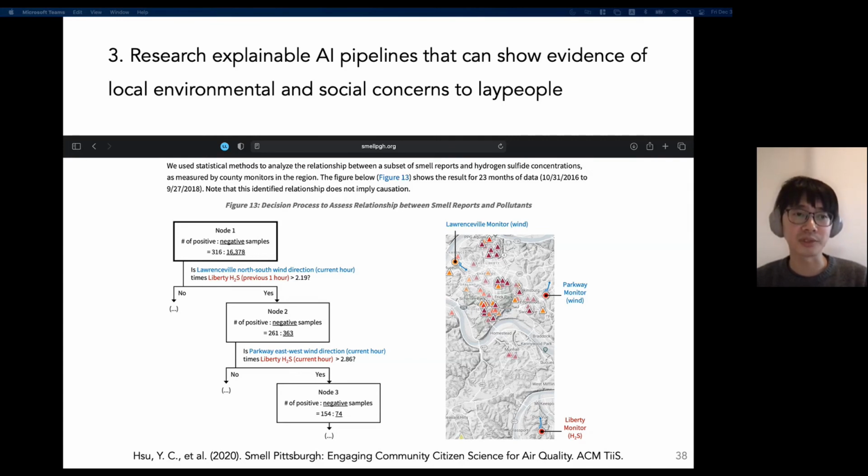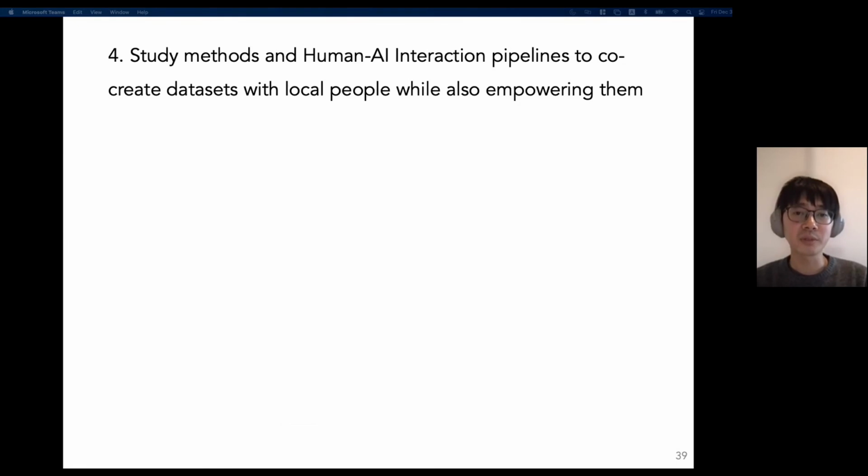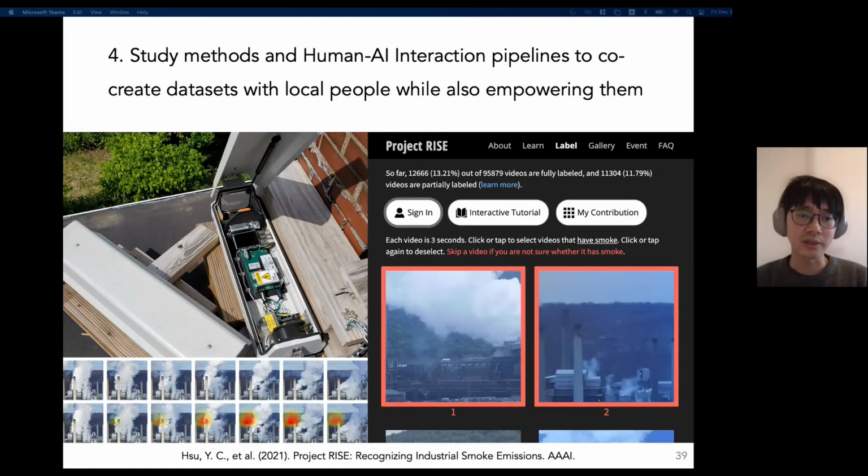It's called methodological contributions. The fourth one, which is typically more AI related, is the study of how we can co-create datasets with local people while also empowering people. So one idea is, in the last project, I worked with local people in labeling all this data together. So this kind of research output can be framed as dataset contributions. These datasets can help other researchers build better AI models to recognize smoke emissions or also other different kinds of tasks.